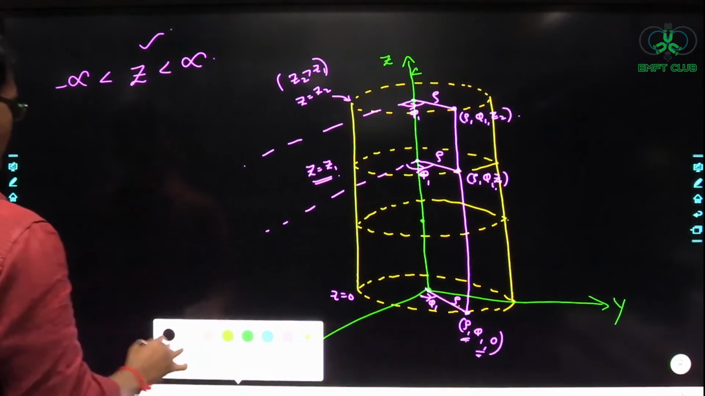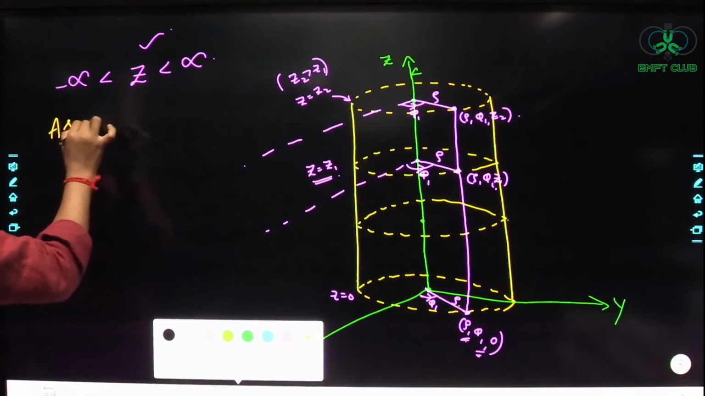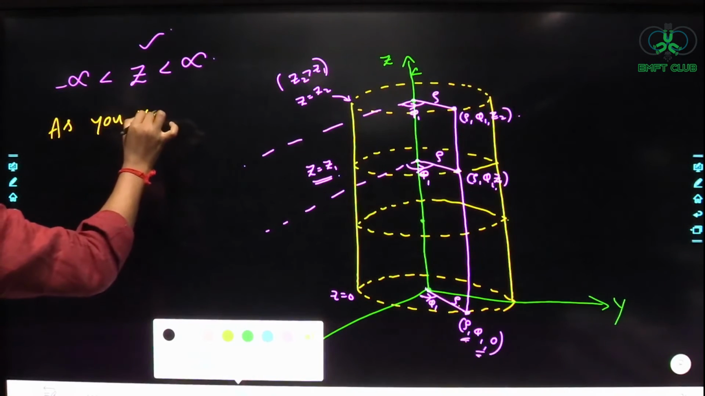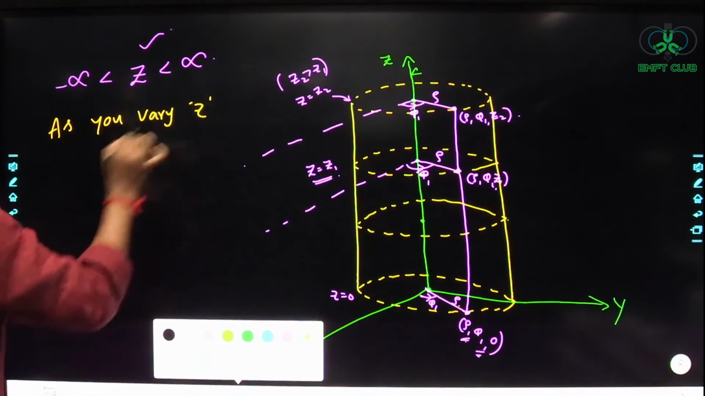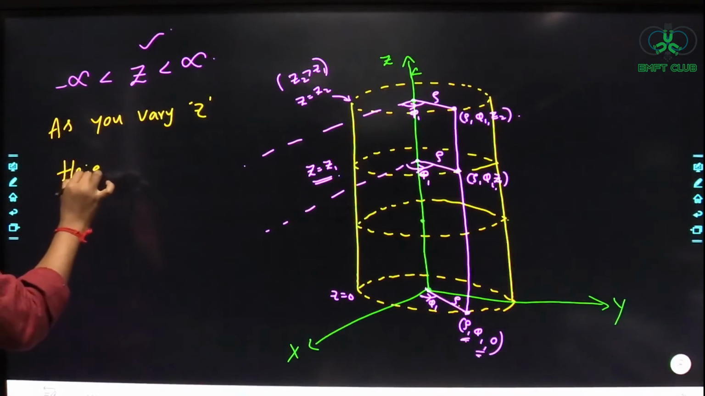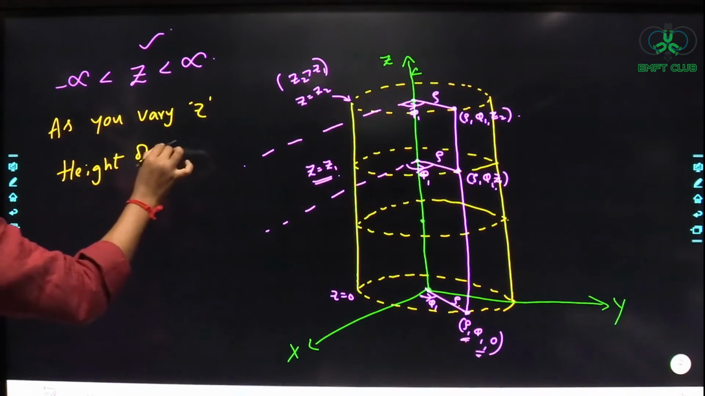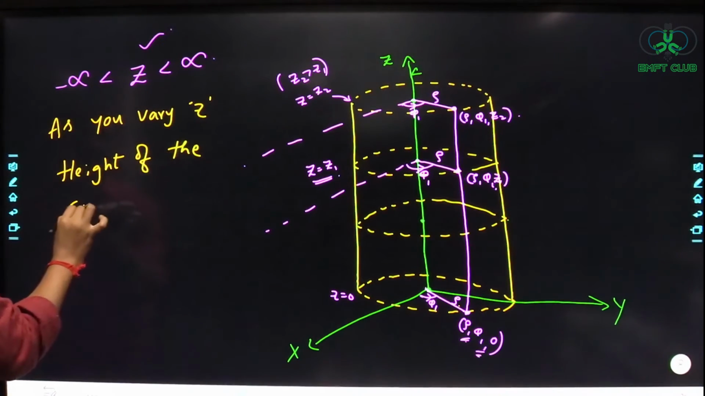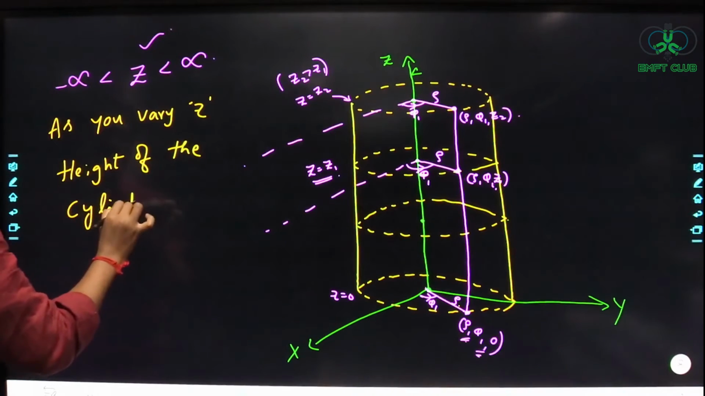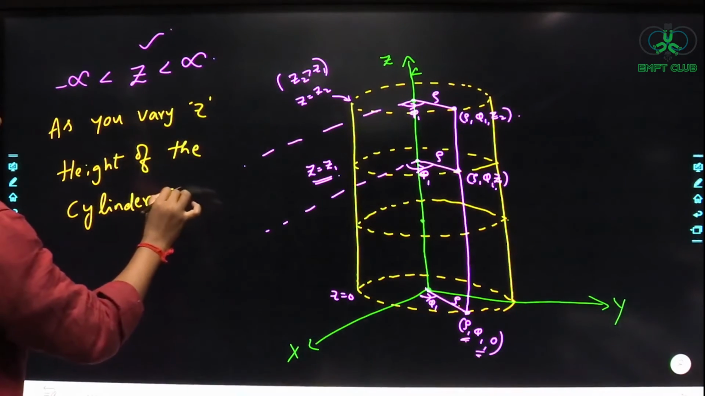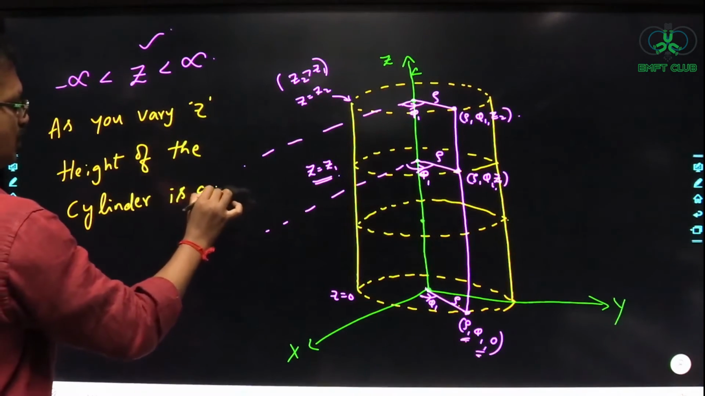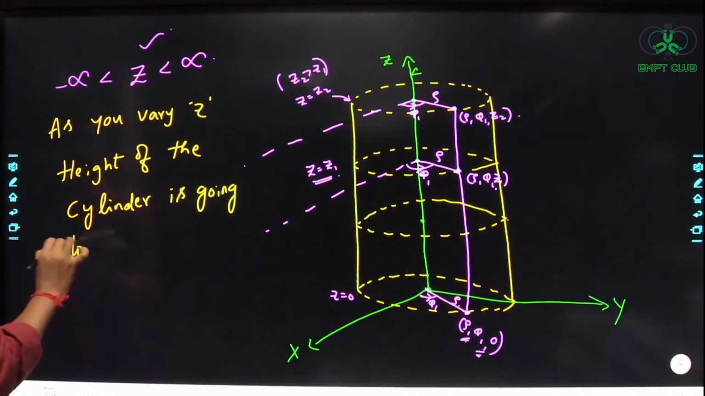So now, as you vary z, the height of the cylinder is going to vary.